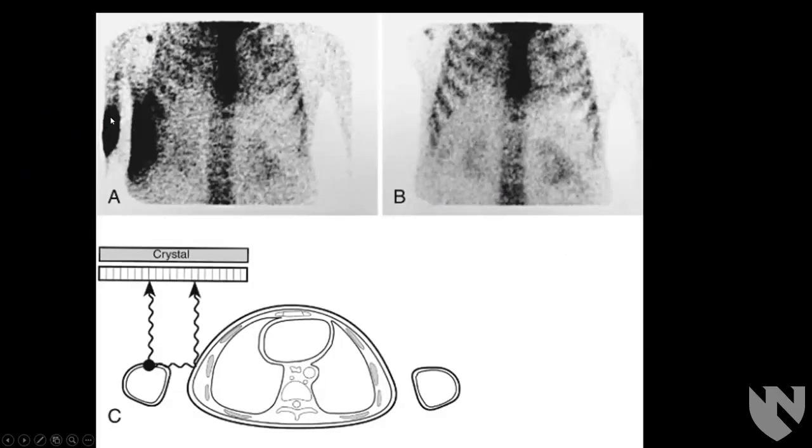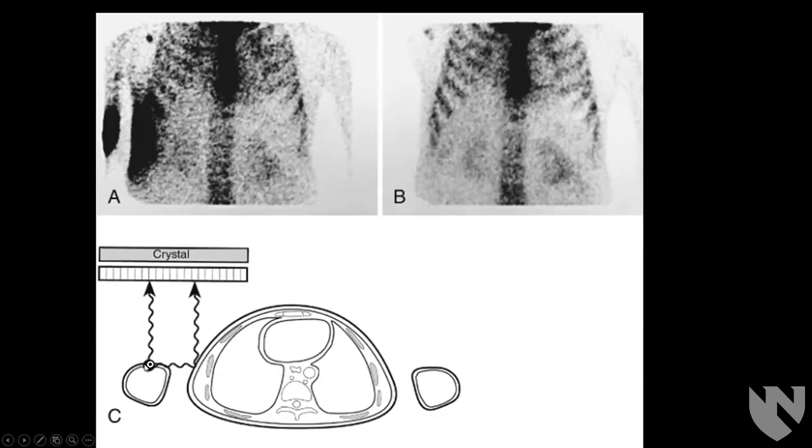Okay, so this person, here's their arm, and they've got a lot of uptake, and their body wall has a lot of uptake. When you have them lift up their arm, it goes away. And so that's actually extravasated tracer in the arm, and the radiation is going straight up to the crystal, and so that's correctly being registered.